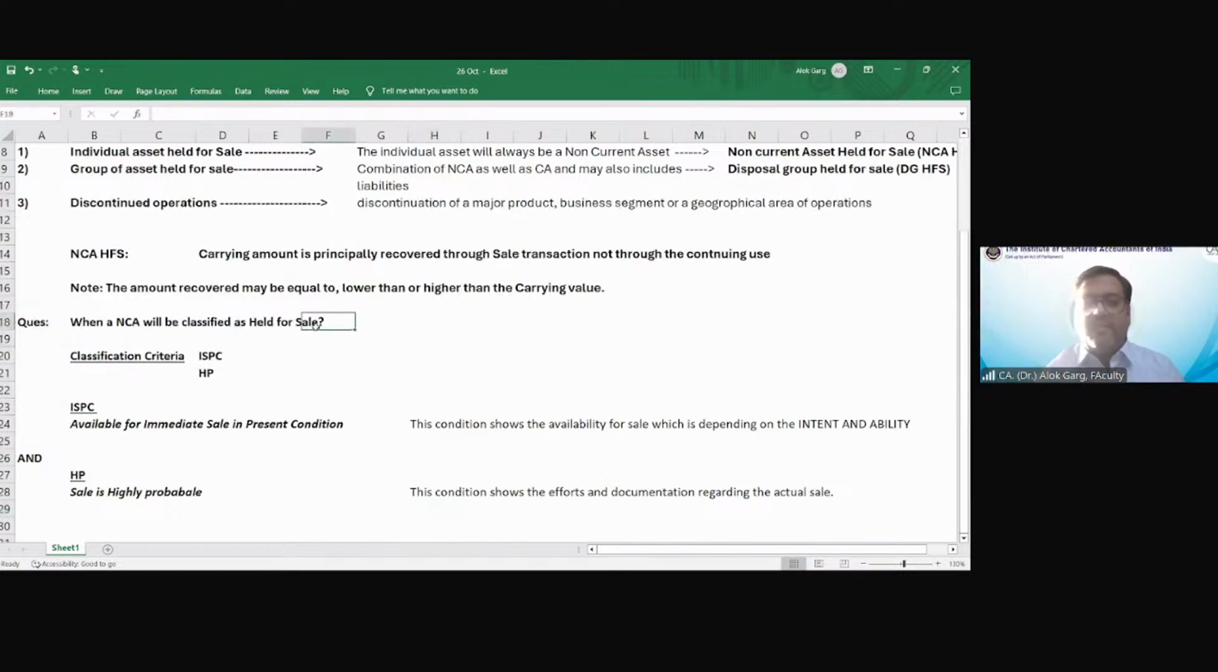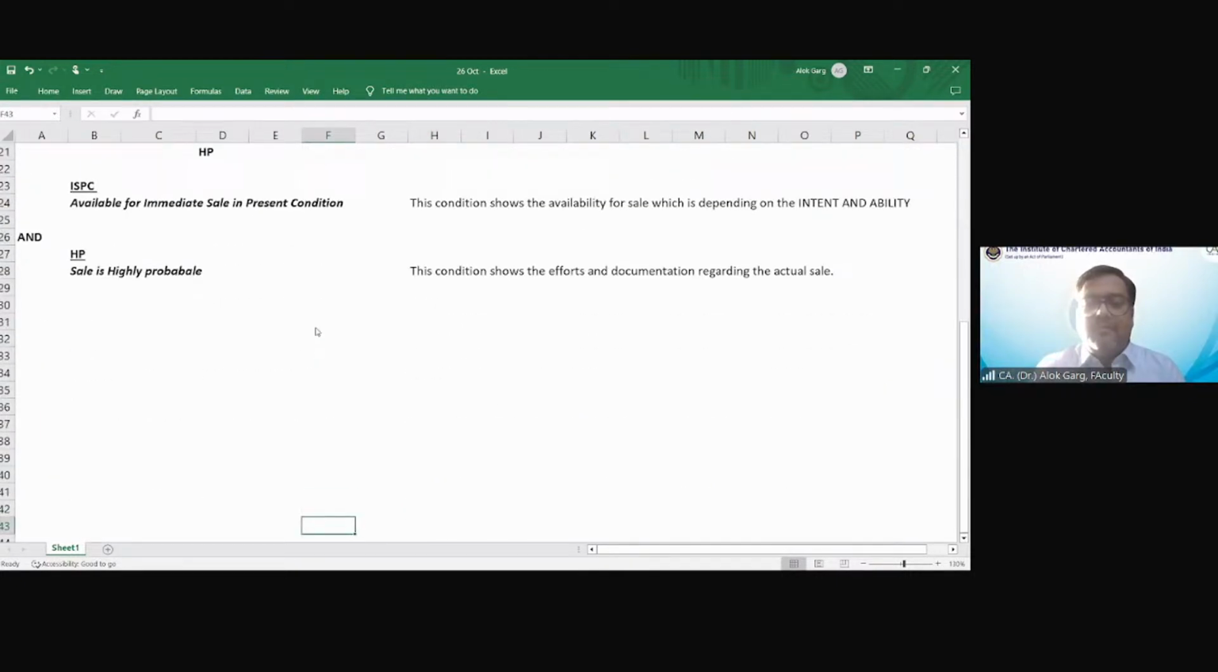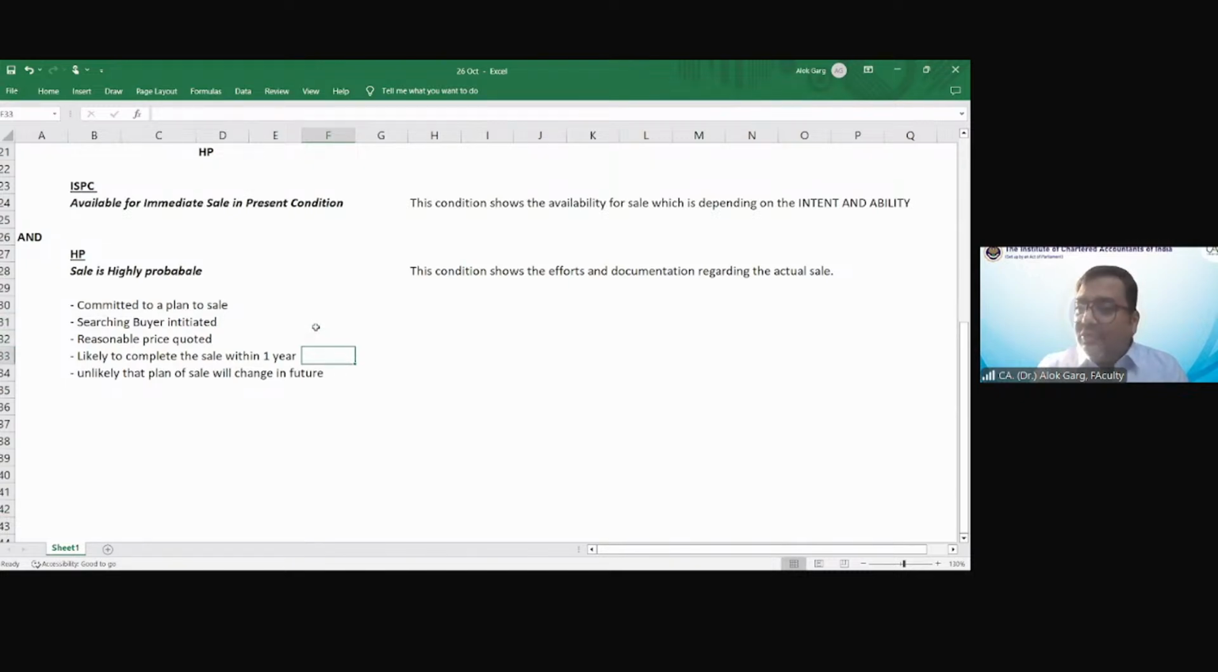Okay, friends. Is that fine? So sale is highly probable. What is the meaning of sale is highly probable? Management must be committed to a plan to sell. Searching for a buyer has been initiated. Reasonable price quoted. Likely to complete the sale within 1 year, unlikely that the plan will be changed in future.